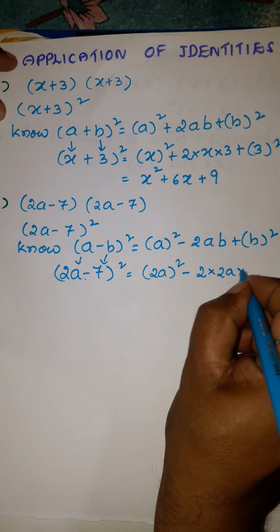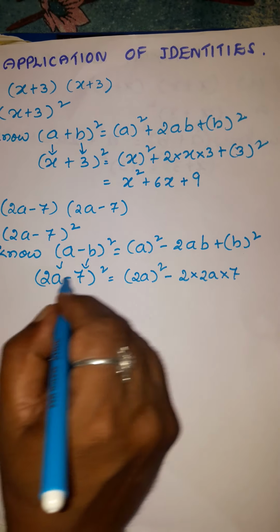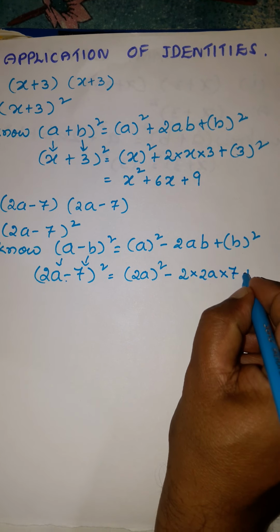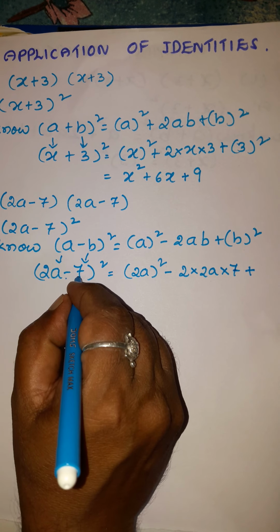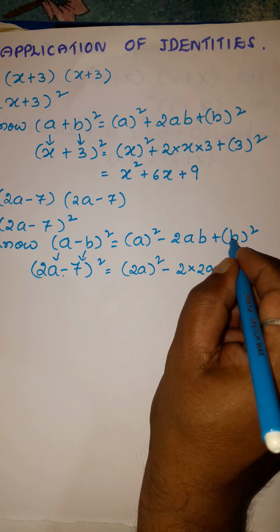7. Never write minus 7 here because the formula will take care of the minus sign. Again, don't write minus, you will get wrong answer. Plus here b we have 7. Again, don't write minus 7 because in the formula we have plus sign here.